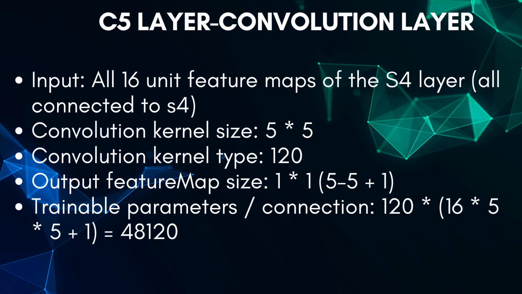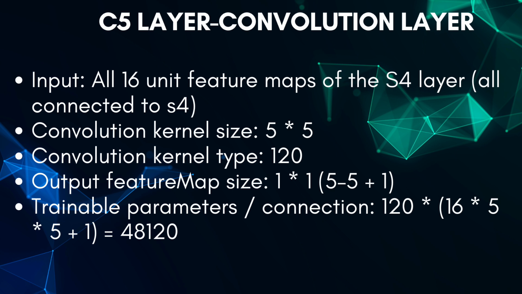This means every feature map in C5 is connected to all feature maps from the previous layer. In this layer, the convolution kernel size is 5 times 5, and we use 120 convolution kernels. Since the size of the feature maps from S4 is 5 times 5, they match the size of the convolution kernel perfectly, resulting in an output feature map size of just 1 times 1. This means we get 120 output feature maps, each producing a single value after convolution, making it a compact representation of the input.